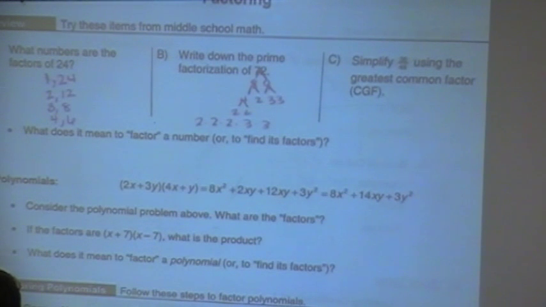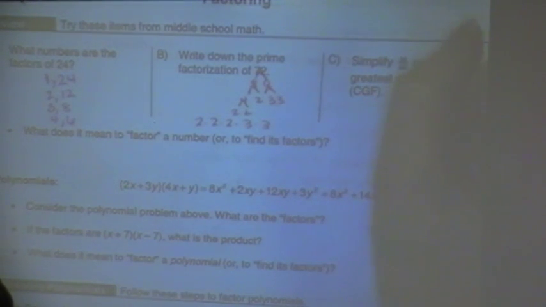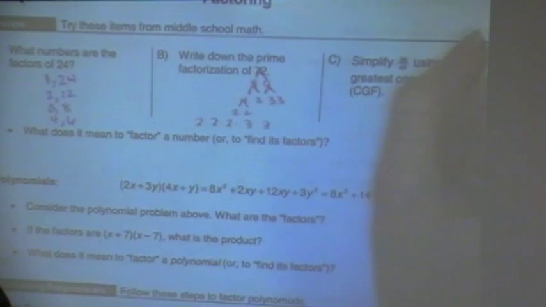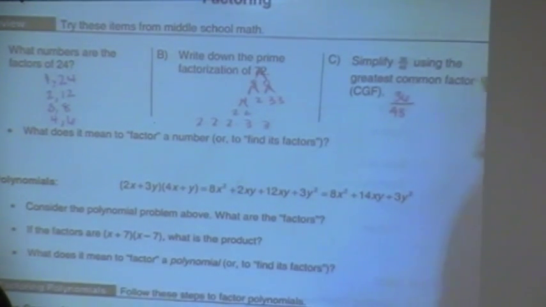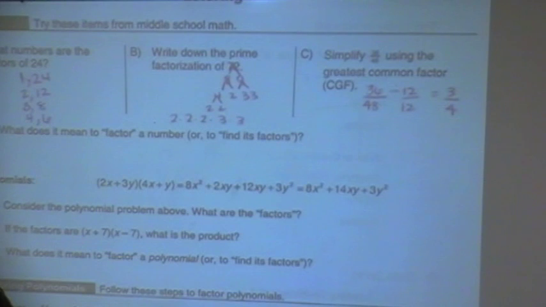Everybody remember that? And then it says simplify 36 over 48 using the greatest common factor. So 36 over 48. What is the greatest common factor in those two? 12. So you divide by 12 over 12 and get 3/4. All right. Everybody remember? Good.